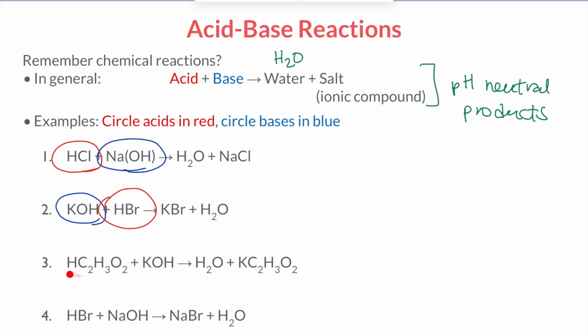This one, if that HC2H3O2 is looking a little confusing, well, let's look at our KOH. KOH has a hydroxide, so that is basic, which means that HC2H3O2 is our acid. And then this final one, HBr, is an acid, and NaOH is our base.